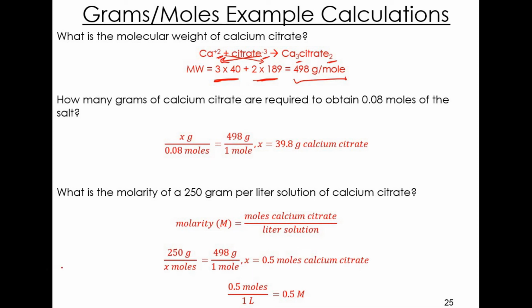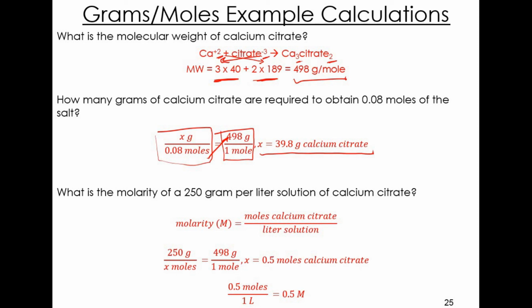Next question, how many grams of calcium citrate are required to obtain 0.08 moles of the salt? So we can set up a proportion now using the molecular weight of calcium citrate as the conversion factor. 498 grams of salt per 1 mole of salt. So how many grams of salt are needed to make 0.08 moles of the salt? So we don't need to crisscross there. 0.08 times 498 grams gives us 39.8 grams of calcium citrate to get 0.08 moles of the salt.